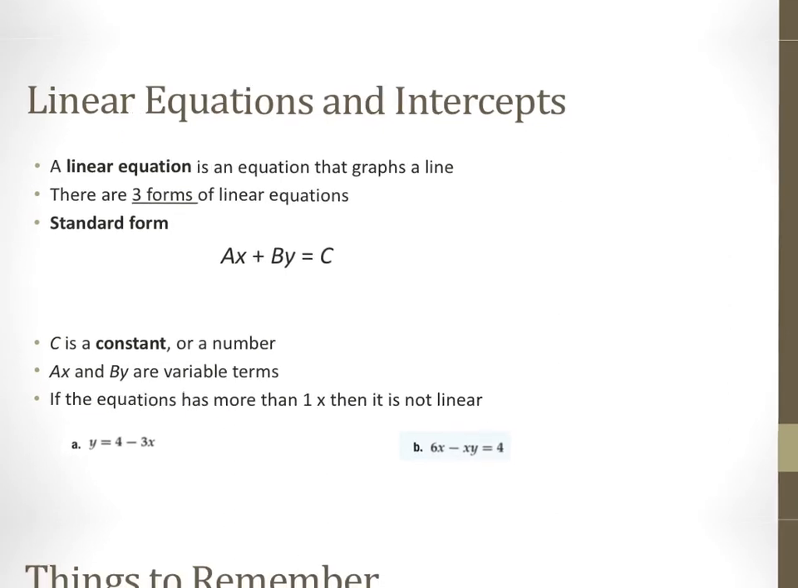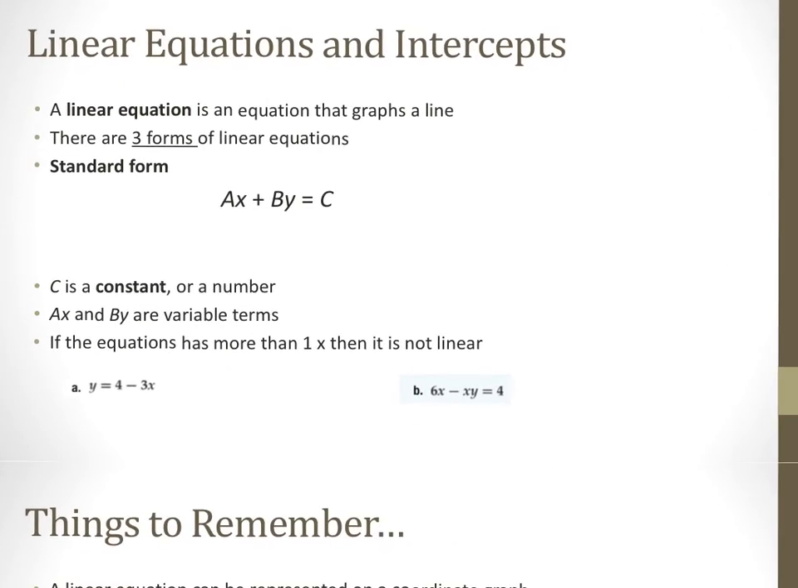Okay, so a lot of this vocab will already be familiar to you from when we went over graphing in chapter 1. If you need to go back and review those notes, that would be an awesome idea. But these are the basics that we'll be using again. So as a reminder, a linear equation is an equation that graphs a line. Now there are actually 3 forms of linear equations, so 3 different ways you can write linear equations. The one we're going to go over in this video, both part 1 and part 2, is standard form.